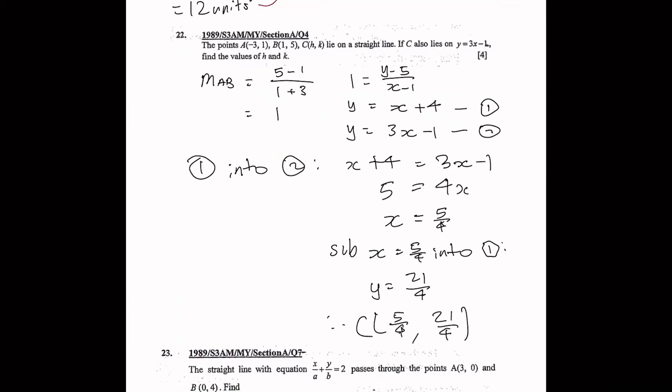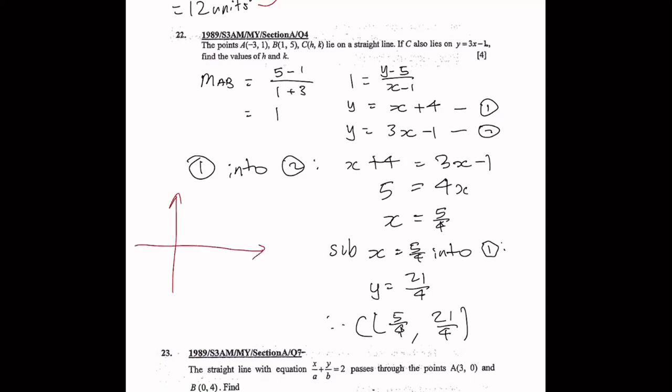Okay, let's see. You've got points A, which is negative 3, 1, B, 1, 5, and C, h, k, lying on a straight line. If C also lies on the line y equals 3x minus 1, find the values of h and k. I need to draw a diagram, if not, I cannot understand what they're saying.